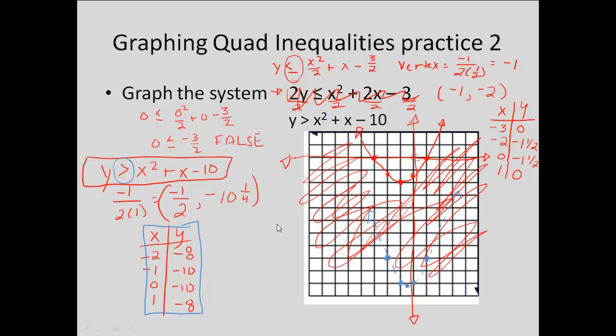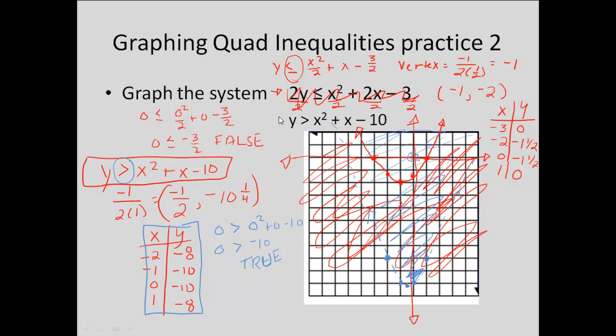And now I need to do my test point. So I'm going to go ahead and test the point 0, 0 again, and plug it into my inequality. So 0 is greater than 0 squared plus 0 minus 10. And as I simplify that, I get 0 is greater than -10, which is true. So that means 0 is part of my solution set. Well, if I keep extending my parabola, 0 is on the inside of my parabola. So I need to shade the inside of my parabola.